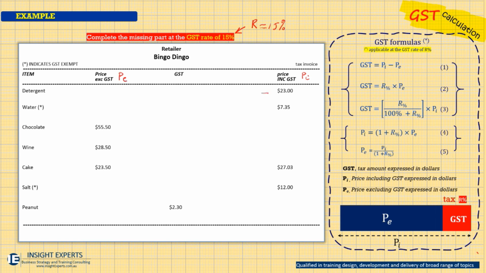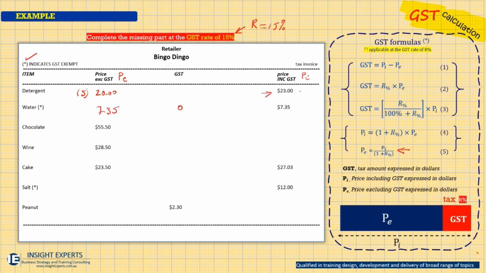Since we have the price including GST, we can use equation number 5 here. Equation number 5 simply states that if I divide 23 by 1 plus the tax rate, I will get the price excluding GST. And if I do that, I get $20. Again, the GST for the water is 0, and the price before and after tax is exactly the same.